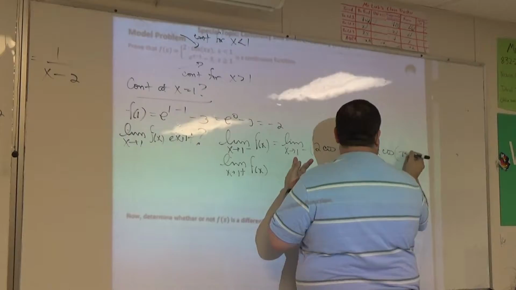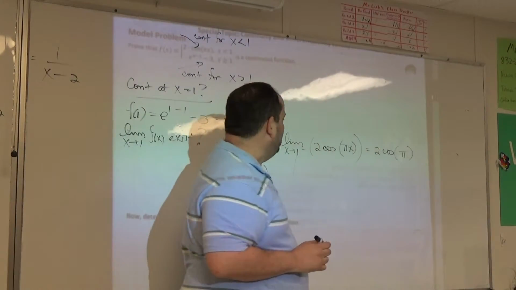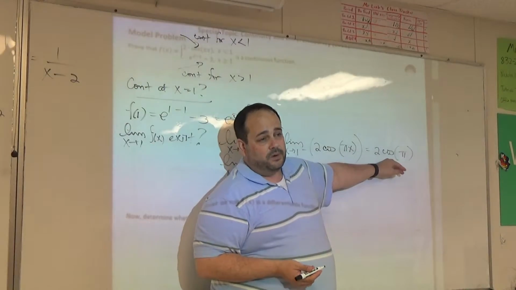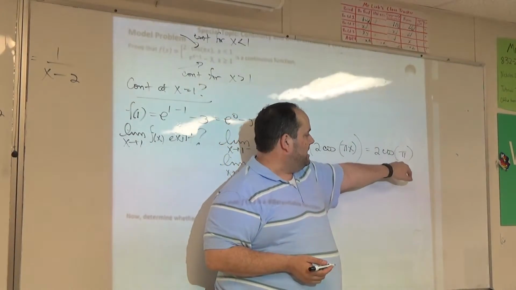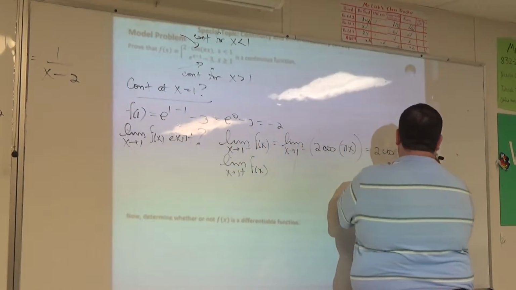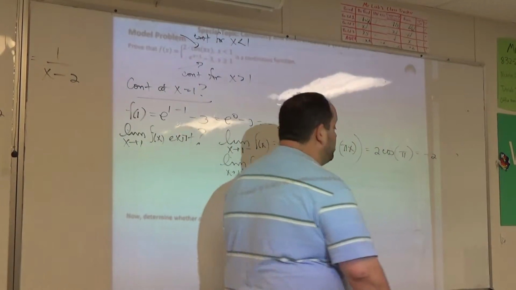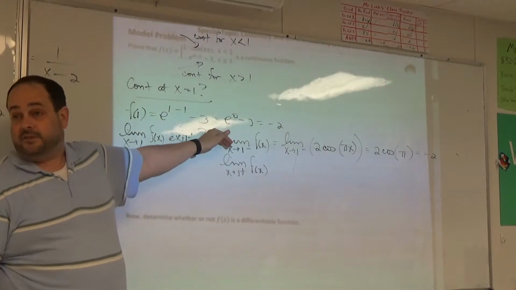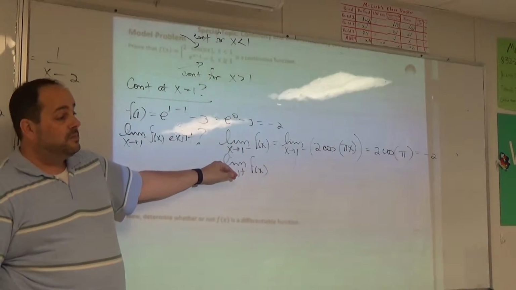And so you get 2 times cosine of pi. Although we don't normally simplify, you're going to need to know what the number is. Cosine of pi, negative 1, 2 times negative 1, negative 2. I'm feeling pretty good. Not done, that's just limit from the left. Now you go after limit from the right.